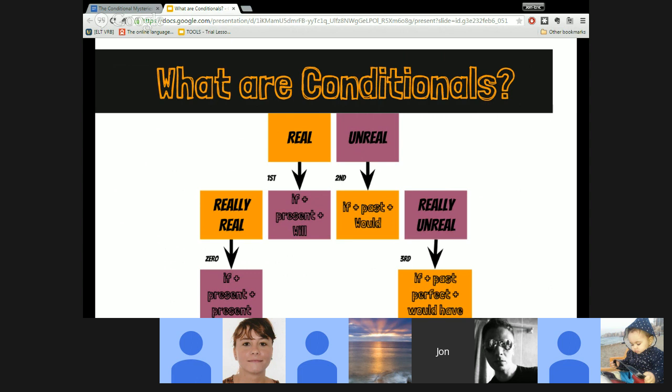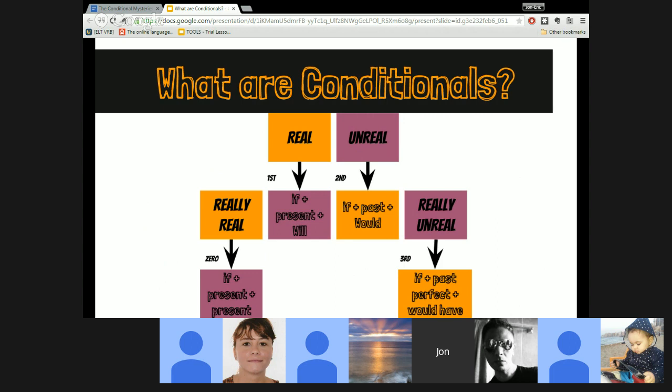So, let's just do a quick review of what conditionals are. On the screen, what I'm showing you is the 4 major forms of a conditional sentence. There's basically only this. There's a little exception. You can mix them up, but basically there's 4 forms. And the way I think you should look at it is like this. There's a building block. There's real conditionals and unreal conditionals. And then you can change those to make a really real conditional or a really unreal conditional.